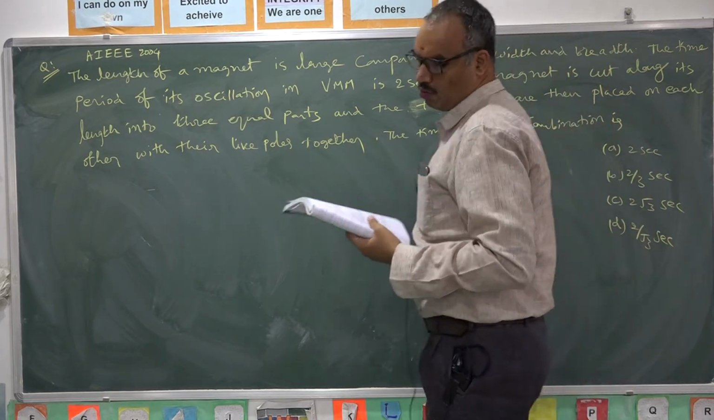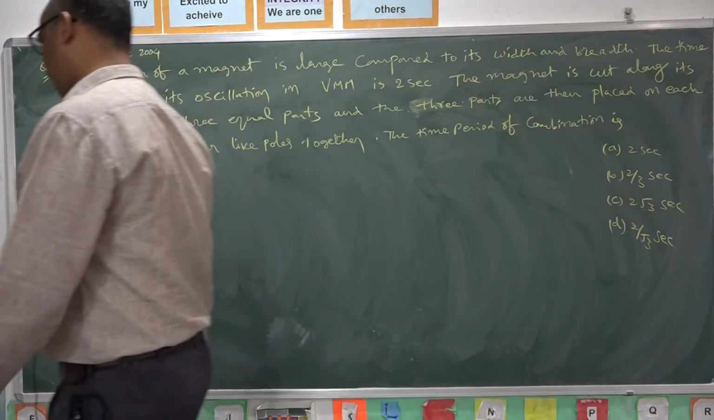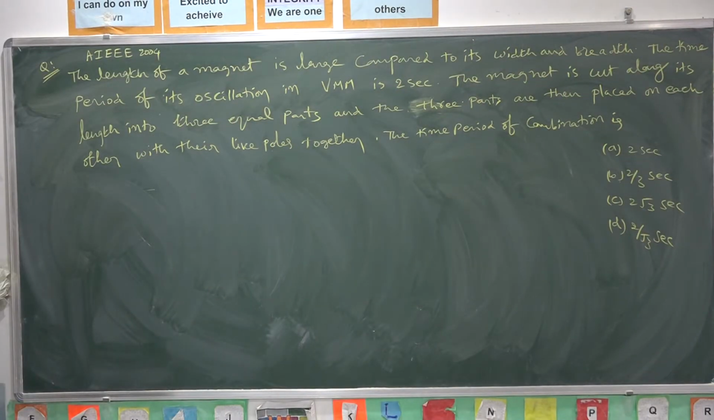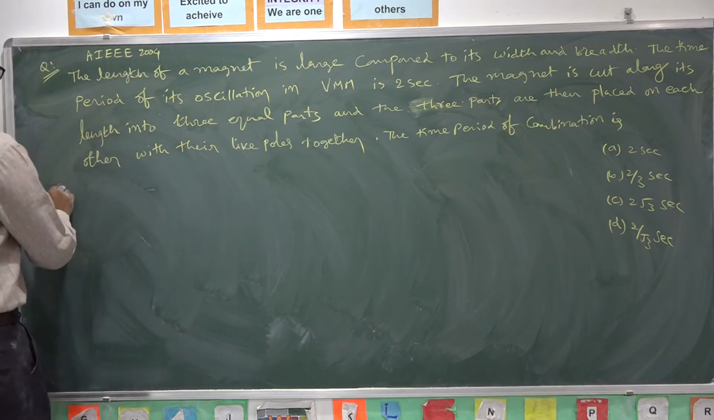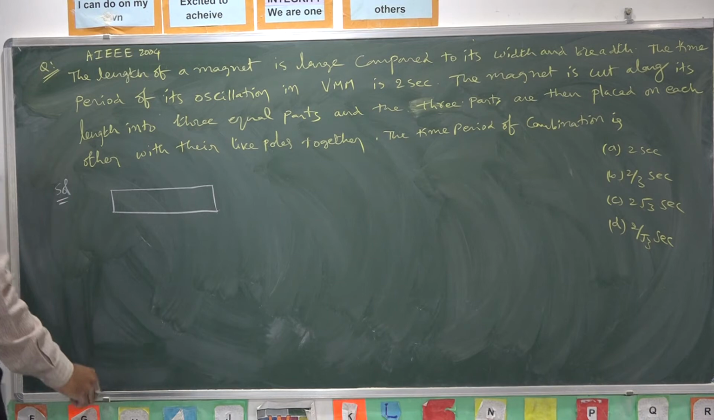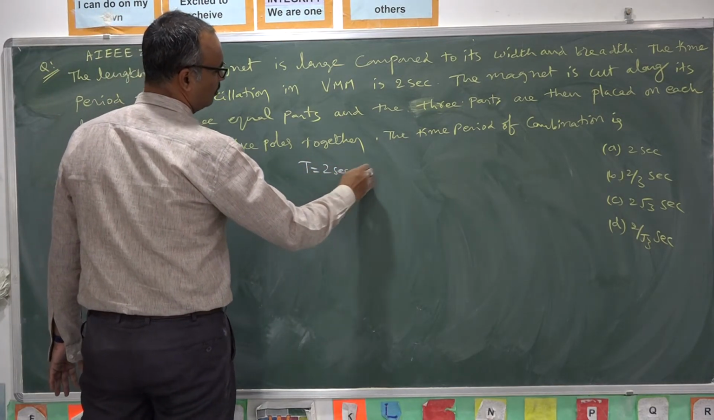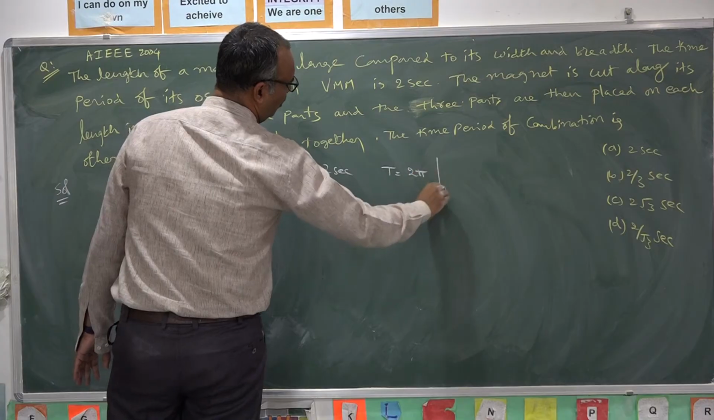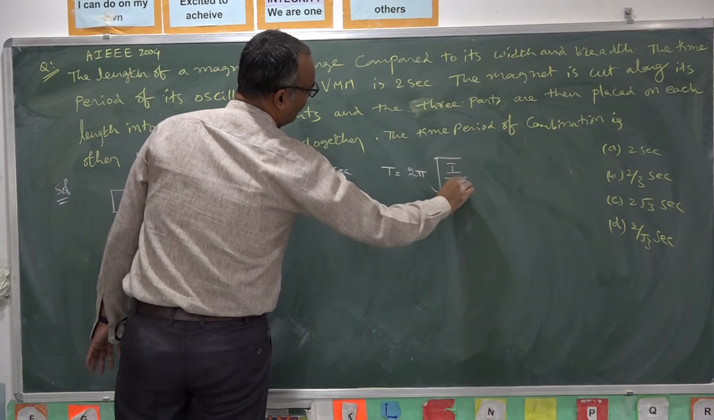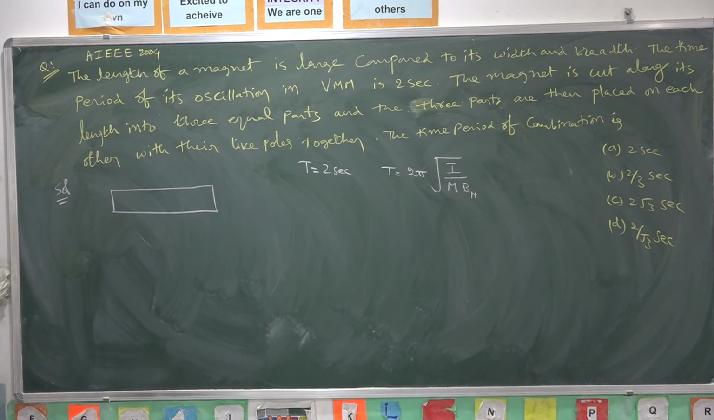So this is the question, a very simple question. You need not know about the vibration magnetometer and all. Here, this is a magnet. The time period of oscillation, they gave as 2 seconds. The general formula for time period is 2 pi root I by MBH. In presence of the earth's magnetic field, it is going to do oscillations.